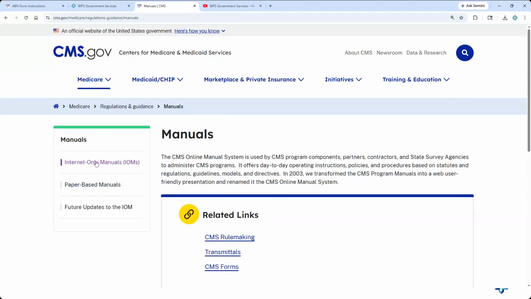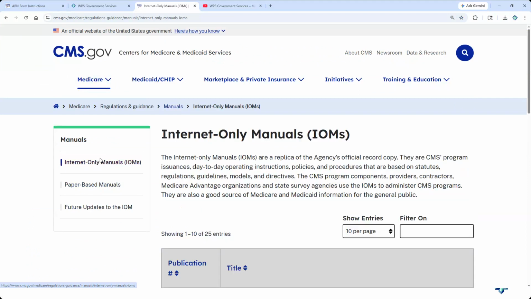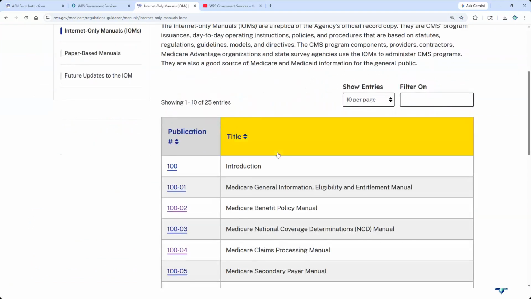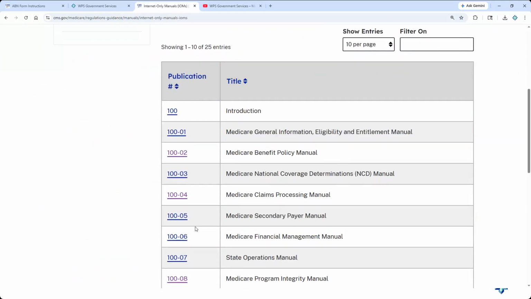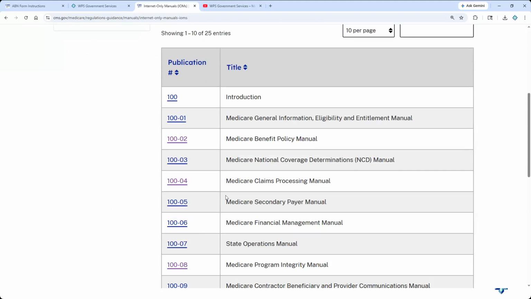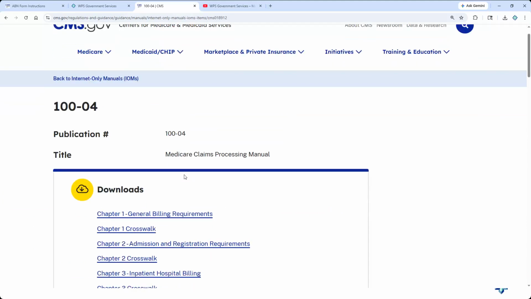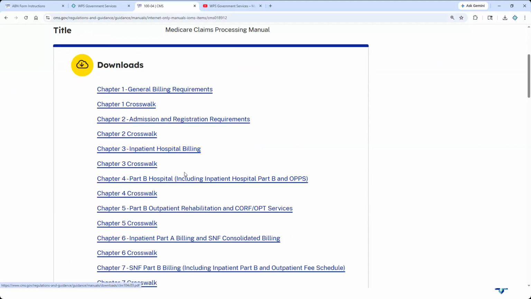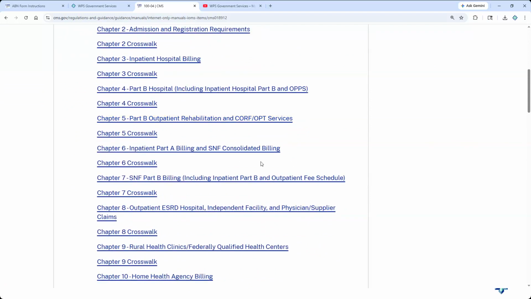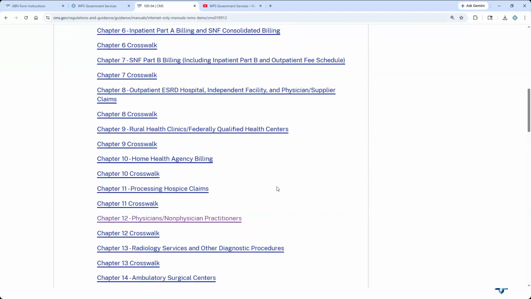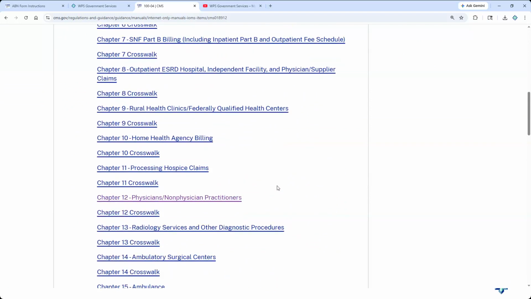internet only manuals. Once the left navigation is selected, you'll see the body change and you get to scroll through and see all kinds of publication numbers. We're looking for the Medicare Claims Processing Manual, which is publication 100-04. Select that and scroll down. You're going to read about general billing requirements and lots of other things, inpatient services, all of those things. These are instructions to us as your claims processor as to how we have to work with these claims.